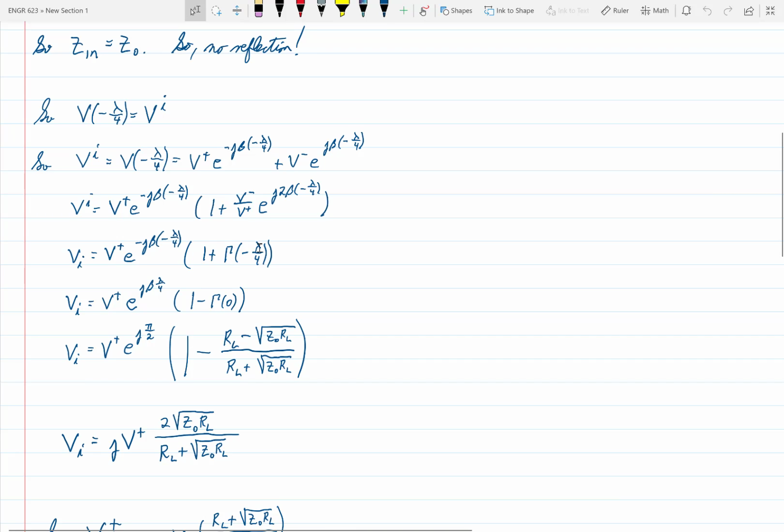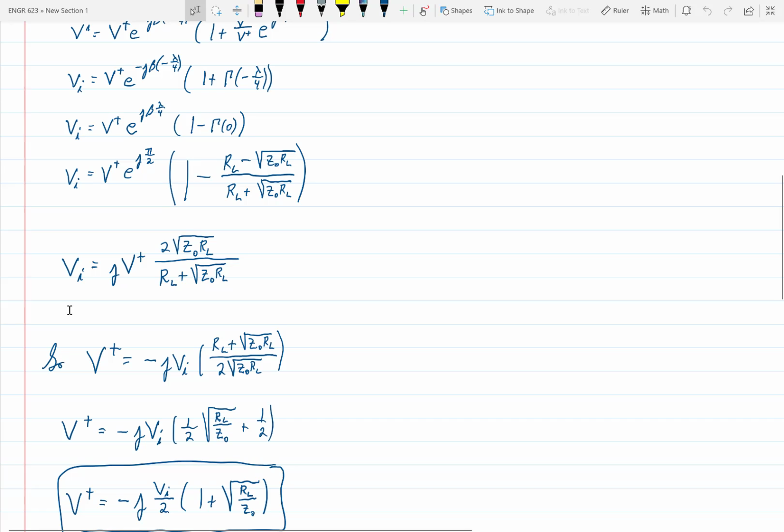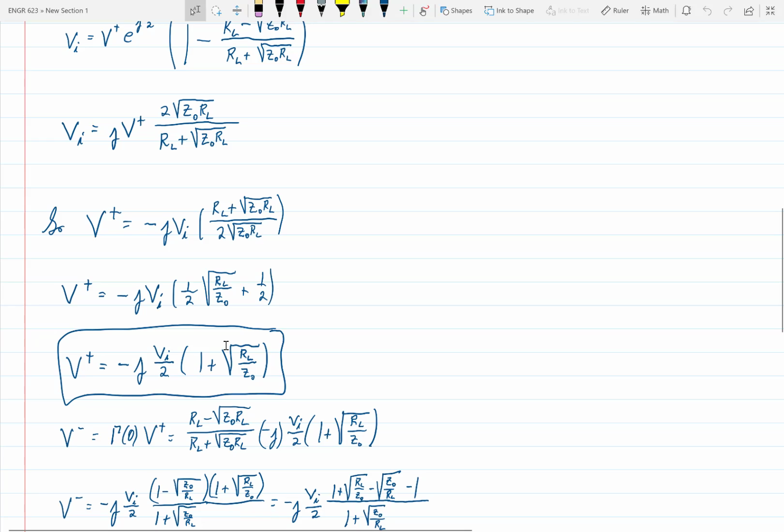And remember that gamma of negative lambda over 4 is minus gamma of 0, so that's how we make this switch from here to here. And then substituting for gamma of 0, we have this. Here, e to the j beta lambda over 4 is the same as e to the j pi over 2, which is just j. And so we get that VI is equal to j times V plus times this. And therefore, doing just a little more algebra, we get this expression for V plus, which is one of the things requested for this problem. And this is a nice, simple expression.